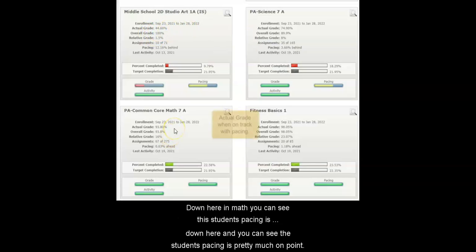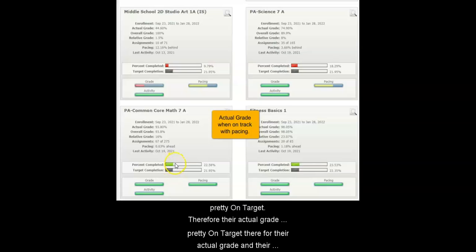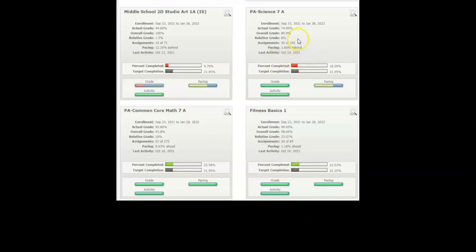So down here in math, you can see this student's pacing is pretty much on point. They're less than 1% ahead. So their pacing is pretty on target. Therefore, their actual grade and their overall grade do match up because there is no penalty there for pacing because the student has not fallen behind.